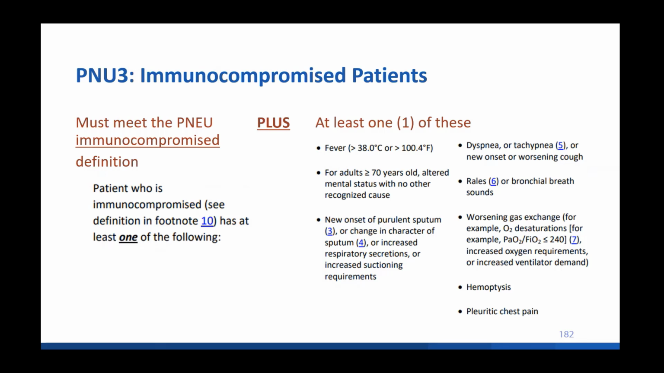The signs and symptoms criteria for pneumonia 3 requires that the patient must meet the pneumonia immunocompromised definition in footnote number 10, which we'll look at in a moment, plus at least 1 additional qualifying sign or symptom. And of note, leukocytosis and leukopenia are not eligible signs or symptoms for pneumonia 3. And again, there are no age-specific signs or symptoms criteria for pneumonia 3. The same signs and symptoms criteria and immunocompromised criteria apply to all patients regardless of age.